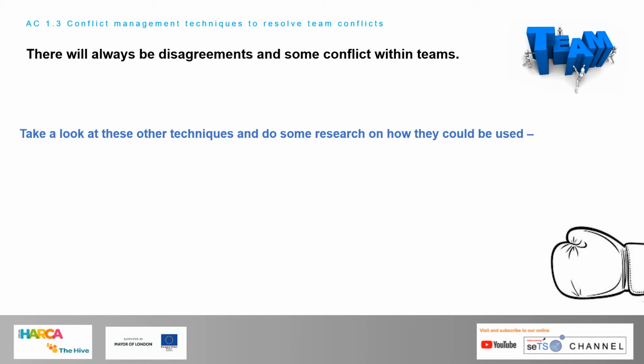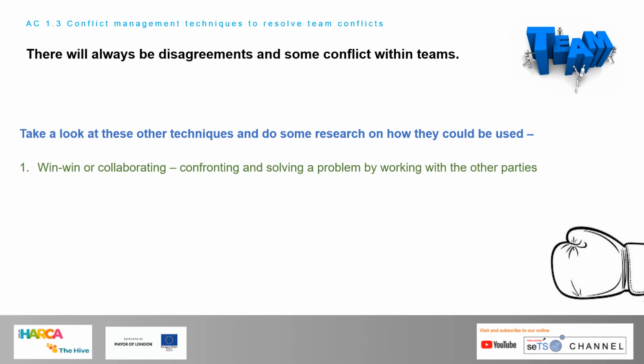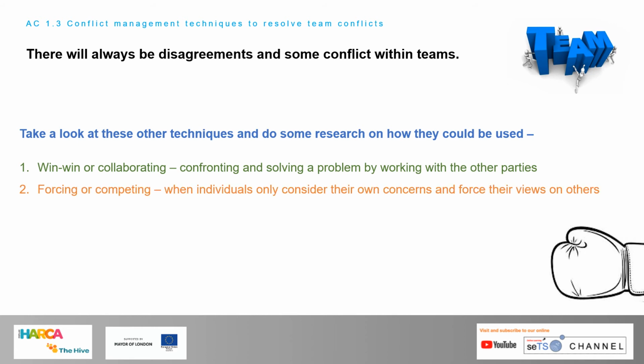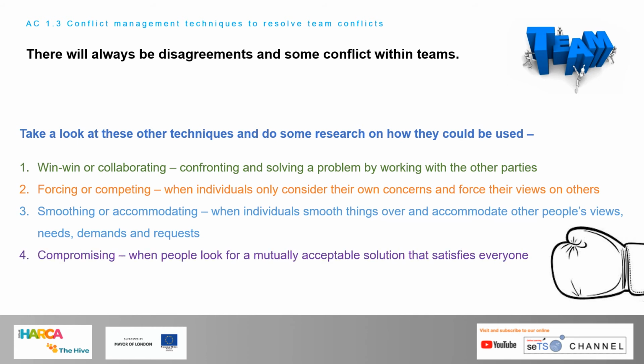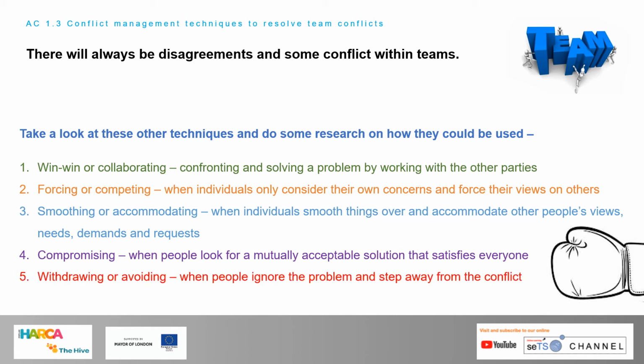Take a look at these other techniques and do some research on how they could be used. Win-win or collaborating, confronting and solving a problem by working with other parties. Forcing or competing, when individuals only consider their own concerns and force their views on others. Smoothing or accommodating, when individuals smooth things over and accommodate other people's views, needs, demands and requests. Compromising, when people look for a mutually acceptable solution that satisfies everyone. Withdrawing or avoiding, when people ignore the problem and step away from the conflict.